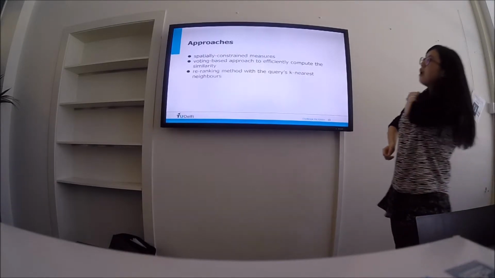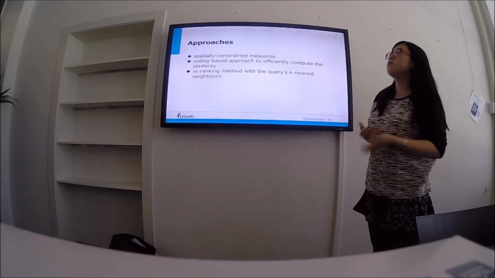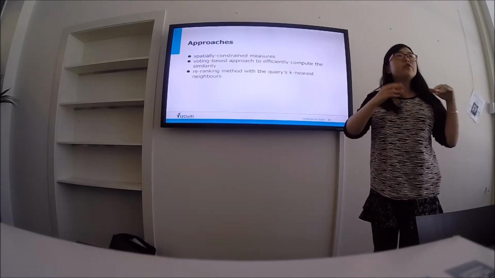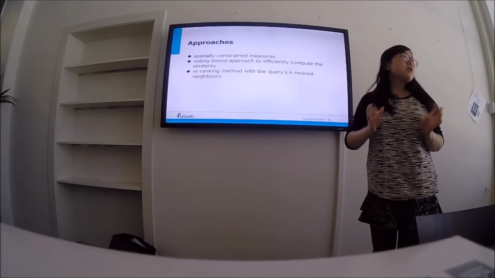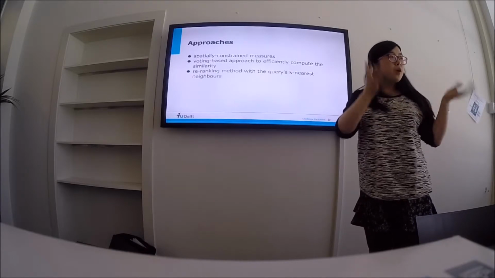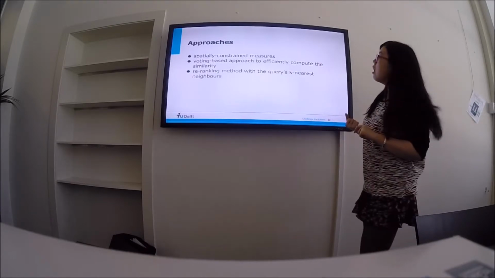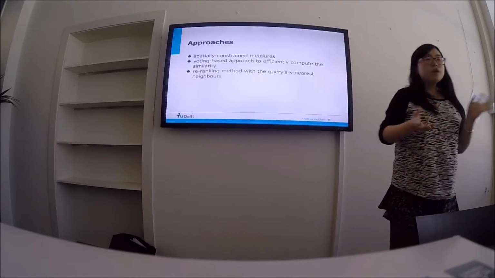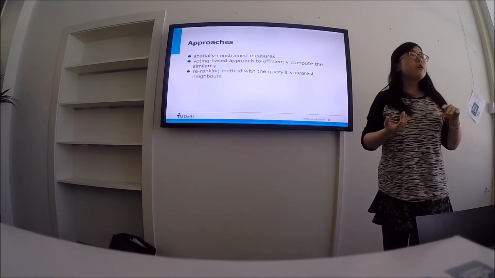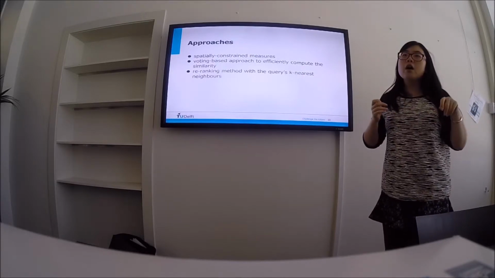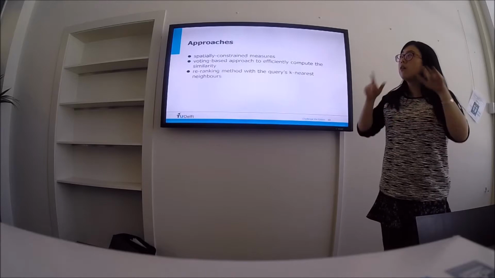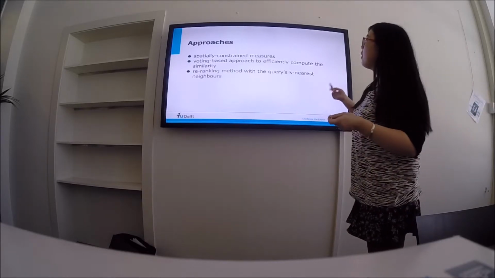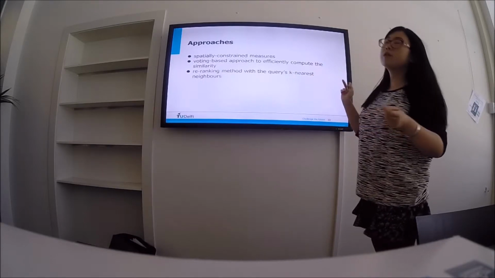And approaches. We can apply spatially constrained measures, which means only the matched visual words with spatial consistency are taken into consideration. And a voting-based approach, which means we build a voting map and assign to the database image that contains the same visual words as the query. And a re-ranking method with k nearest neighbors.